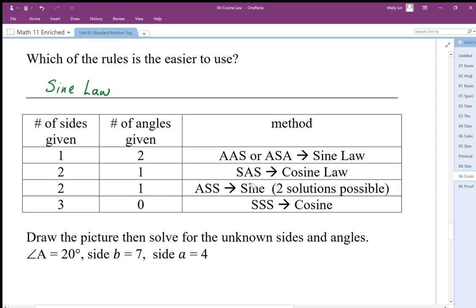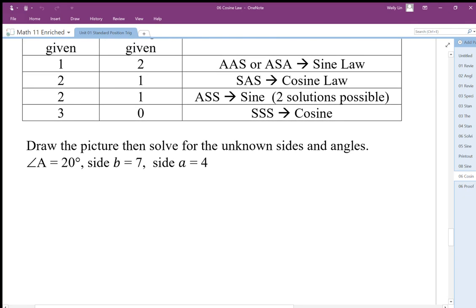Now, sometimes it might be a special case, but rarely. If you have an angle, side, side case, you should kind of assume that we have to solve for the second triangle. And the third case here is just the three sides and no angles. That's cosine law. So that's side, side, side.